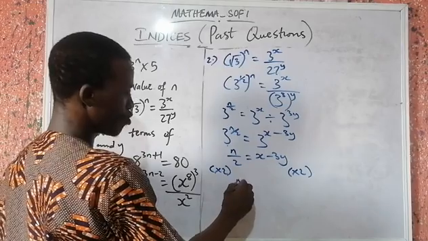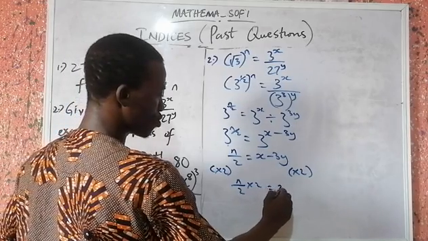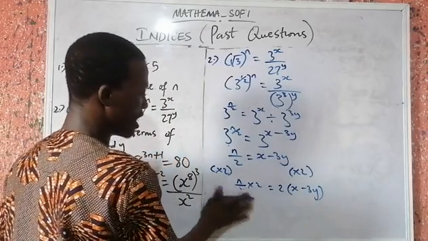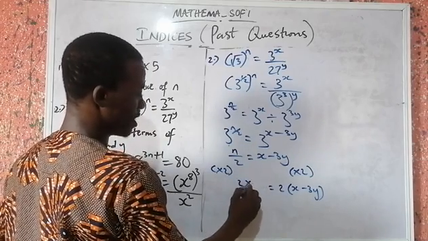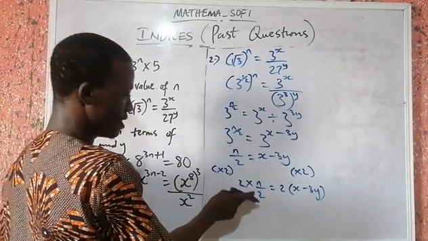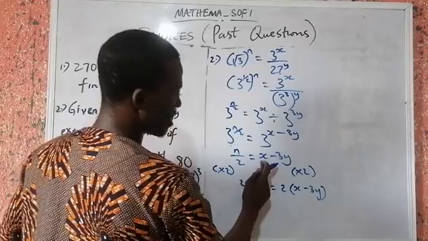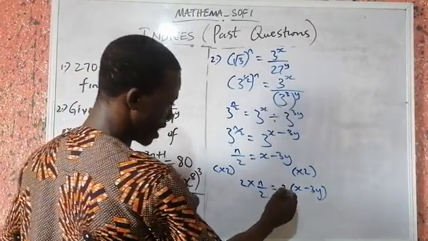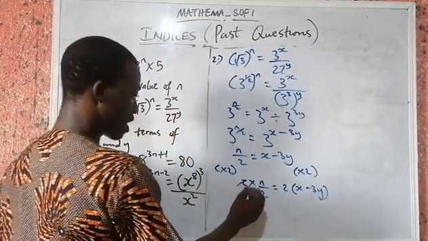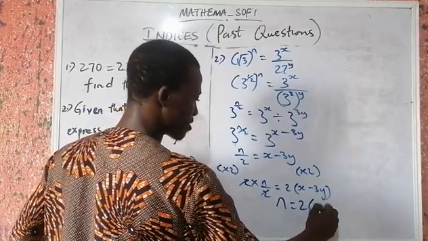So if I say 2n over 2 times 2 equals 2 bracket x minus 3y. Or if you like, you can write the 2 first. Anyone, you still get your answer. Let me write that so that we can be in order. So 2 multiplies this, and 2 also multiplies this. Of course, because this is an expression, I have to put that 2 in bracket. This 2 is affecting all of them. It's not just for x. So 2 cancels 2 here. My final answer, n equals 2 bracket x minus 3y.